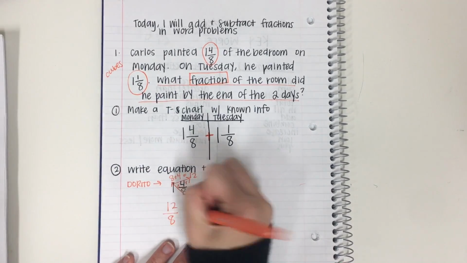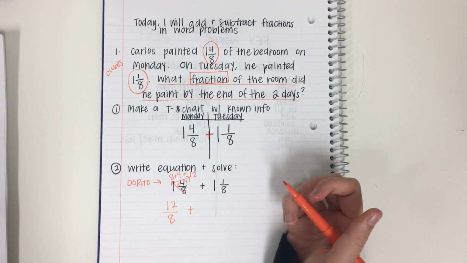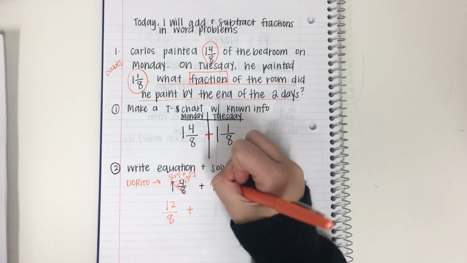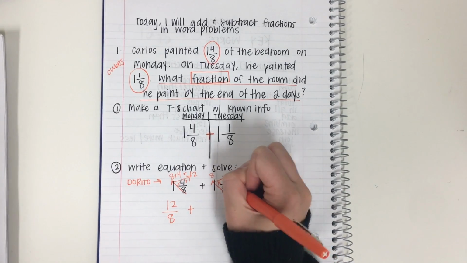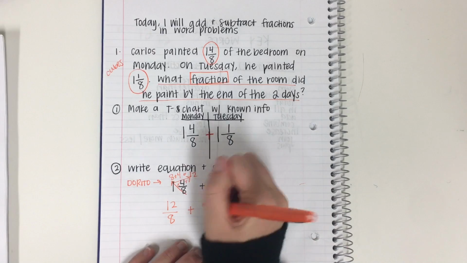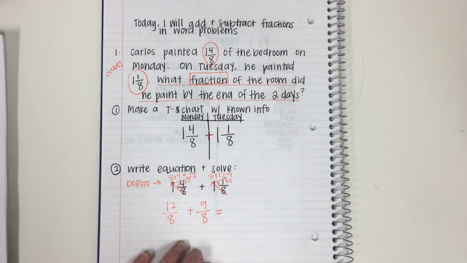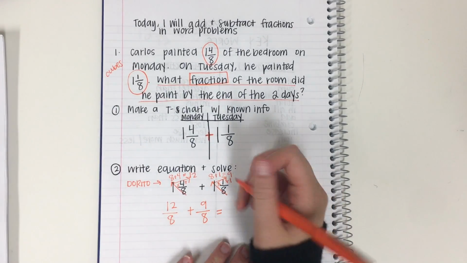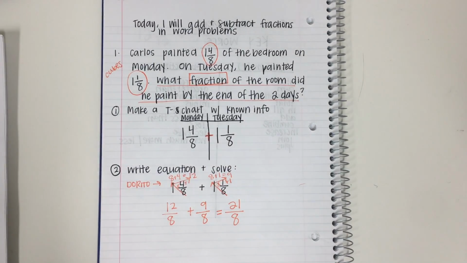Now I need to add my other mixed number, so I need to decompose it, break it down, and use my Dorito method. So I'm going to do 8 times 1, which is 8, plus 1, which is 9. So now I have 9 over 8. Okay? Then I need to add across. So I need to do 12 plus 9. Well, 9 plus 2 is 11. Carry the 1. I have 21 over 8.